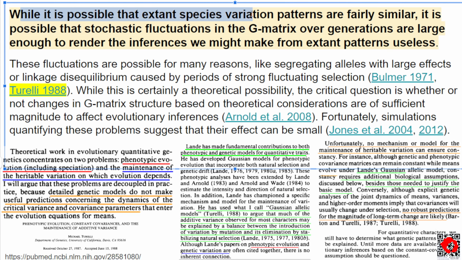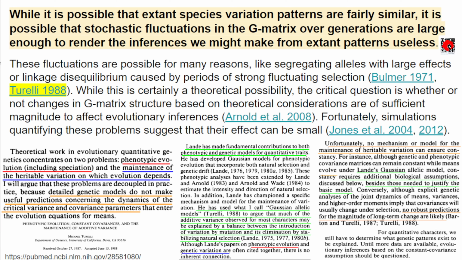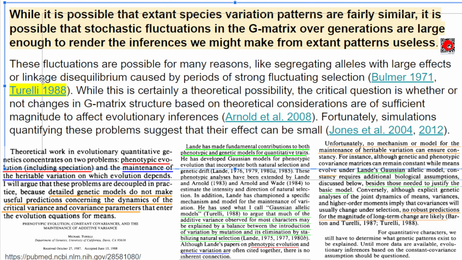While it is possible that extant species variation patterns are fairly similar, it is possible that stochastic fluctuations in the G matrix over generations are large enough to render the inferences we might make from extant patterns useless. So the interpretation would be like, yes, femur and milk production are correlated at this time in this population, but that's actually a fluctuation. And you're just going to be totally adrift without a compass if you try to use the covariance architecture today for a cross-generation prediction. These fluctuations are possible for many reasons, like segregating alleles with large effects or linkage disequilibrium caused by periods of strong fluctuating selection. Bulmer, 1971, and then Turelli, 1988.